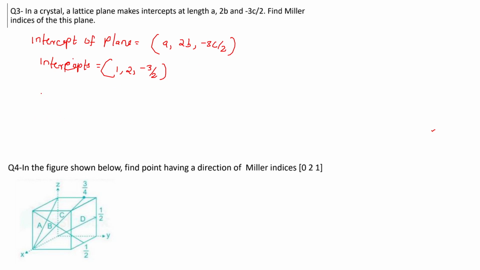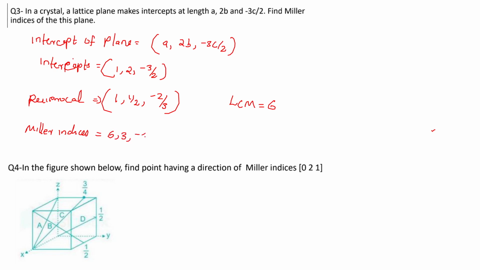Now what you have to do is take the reciprocal of it. When you take the reciprocal, it will be 1, 1 over 2, minus 2 over 3. Now what will be the LCM of it? It will be 6. You have to make all these reciprocal numbers whole numbers. So you multiply by this LCM, and then you get the Miller indices, which will be 6, 3, minus 4.